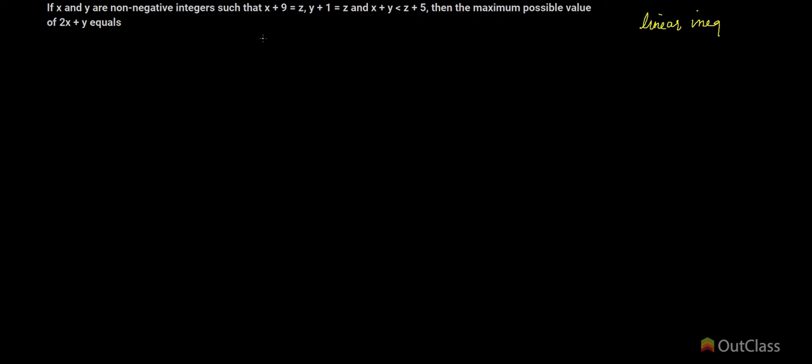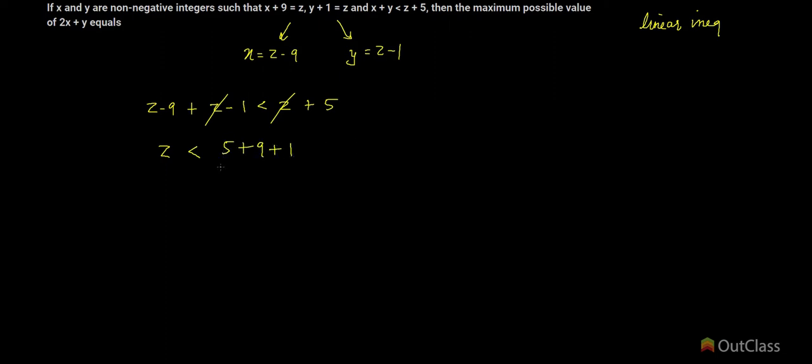So we'll put everything in terms of z. x is z minus 9 from here. y is z minus 1 from here. And you plug those into the given inequation. z minus 9 plus z minus 1 is less than z plus 5. Cut one z. z less than 5 plus 9 plus 1. z less than 15. Maximum possible value of z should therefore be 14.